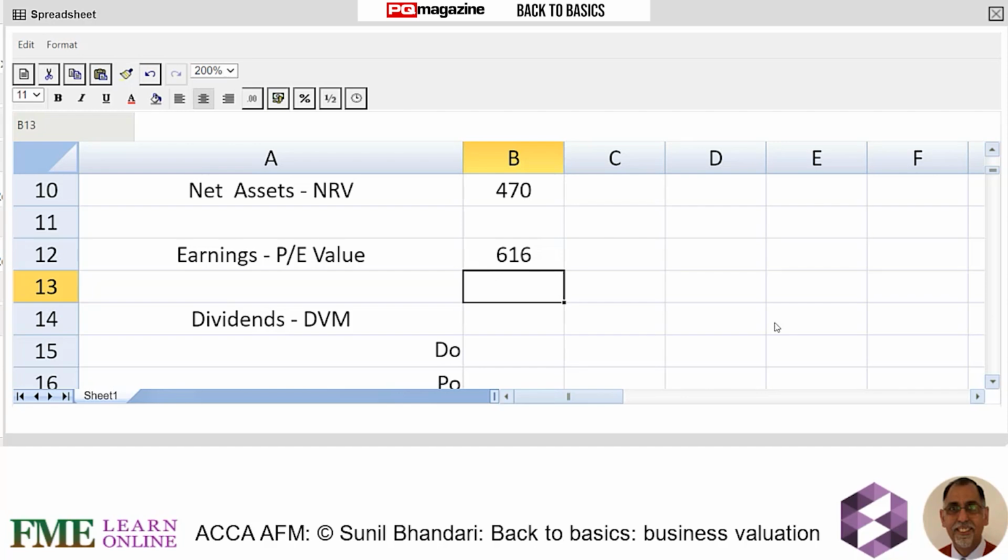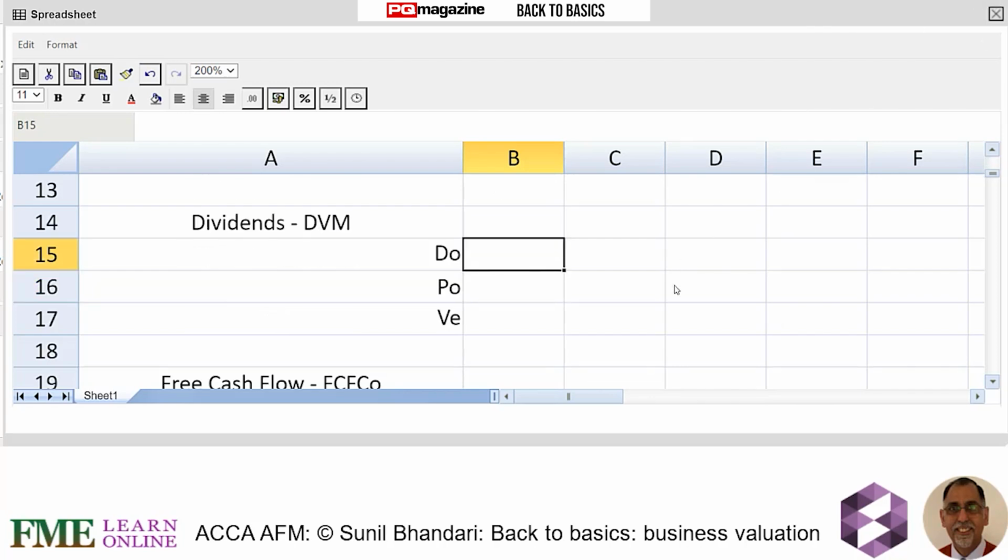Okay, penultimately, let's turn to the dividend valuation model. Now, as presented in the article, the dividend valuation model is also known as the dividend growth model, and is based on the fact that a company is worth the present value of its future dividends discounted at the current cost of equity.